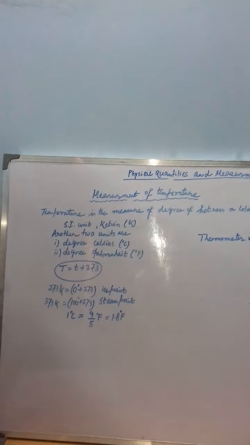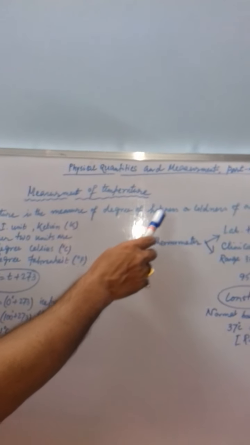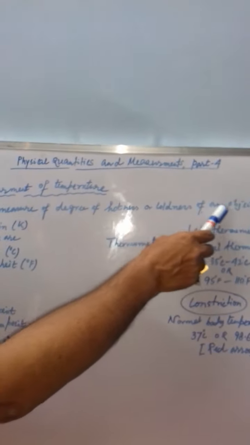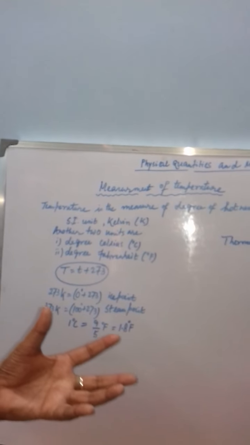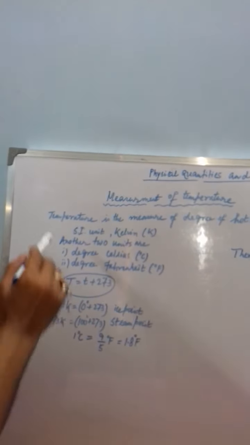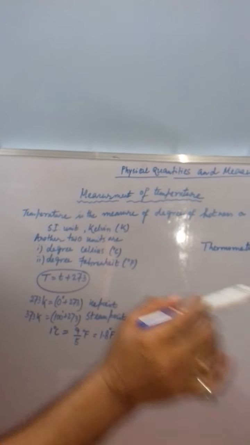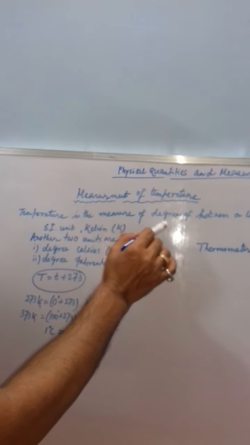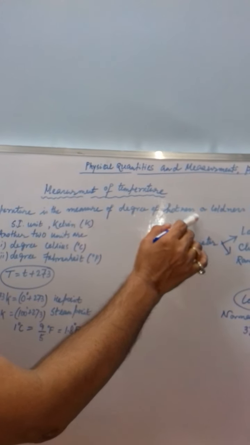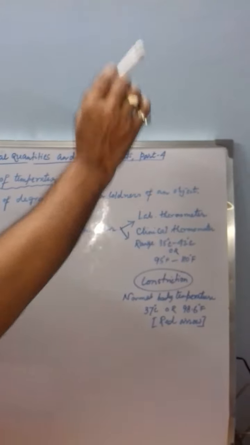So what is actually temperature? If you touch a piece of ice, you feel cold. But if you touch a hot kettle, then you feel hot in the tip of your finger, isn't it? So temperature is a measure of degree of hotness or coldness of an object. How cold that object or how hot that object, temperature actually determines that. So temperature is the measure of degree of hotness or coldness of an object.